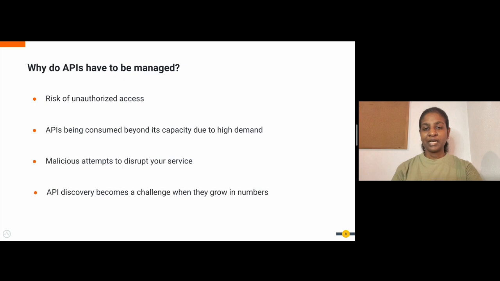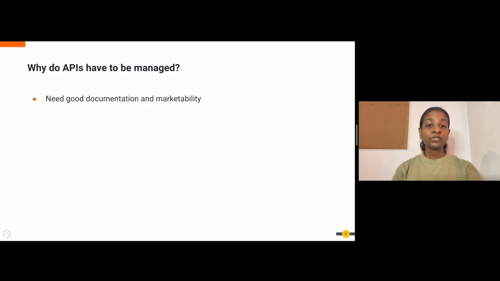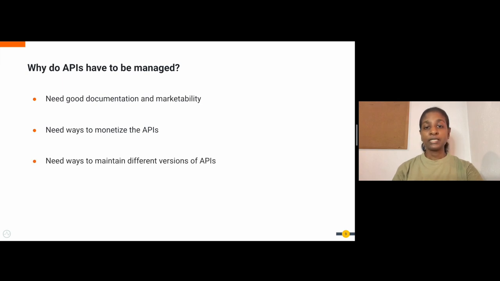That is not all. When the number of APIs grow, discovering them for consumption would be a challenge. You need good documentation and marketability for your APIs. You need ways to monetize them. You need ways to maintain different versions of APIs. You want to discover usage patterns and make business decisions regarding your APIs for growth.